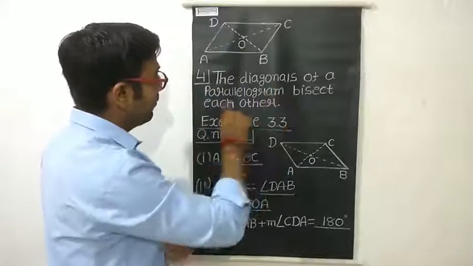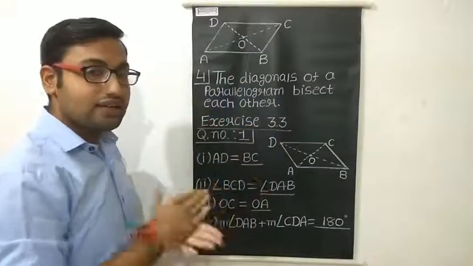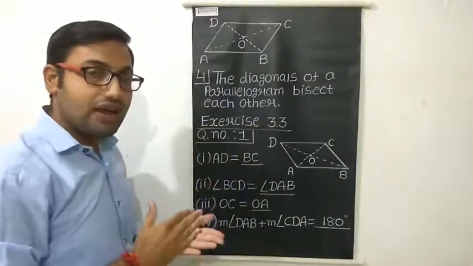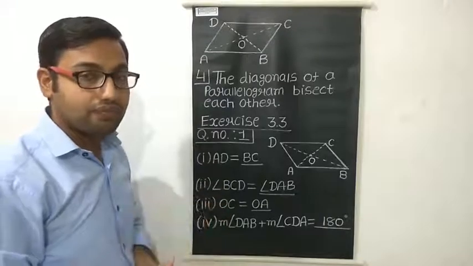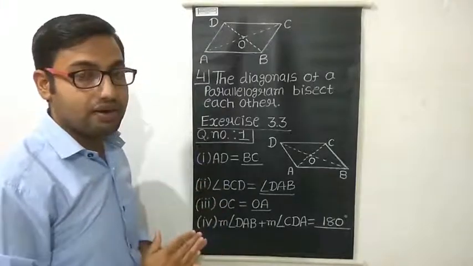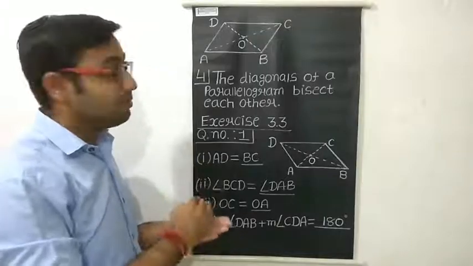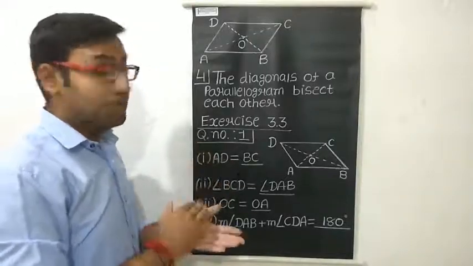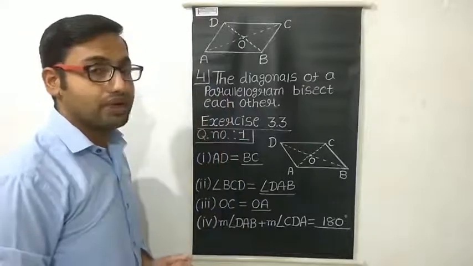The diagonals of a parallelogram bisect each other. Bisect means divide into the same parts or making two equal parts. And each other means both are dividing each other. Both are dividing into equal parts.